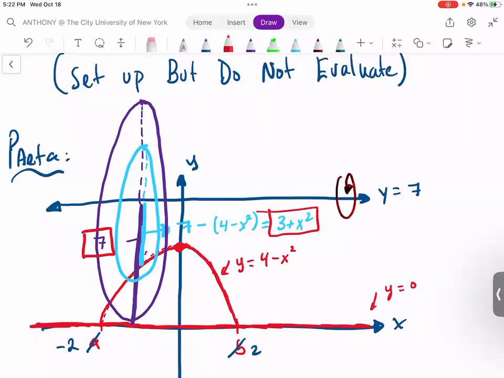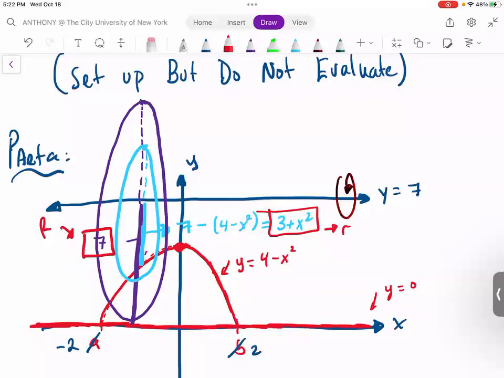You will have a big radius and a smaller radius. Which one of those two pieces that I just put a box around is the bigger radius? 7. So 7, I'm going to label it as big R. And 3 plus x squared is little r.